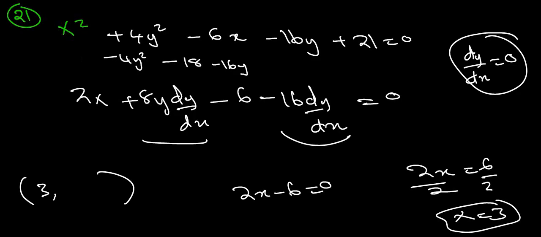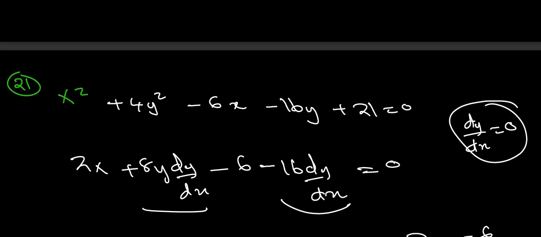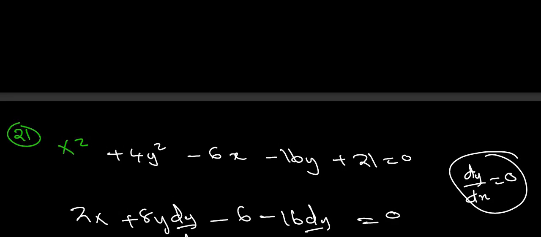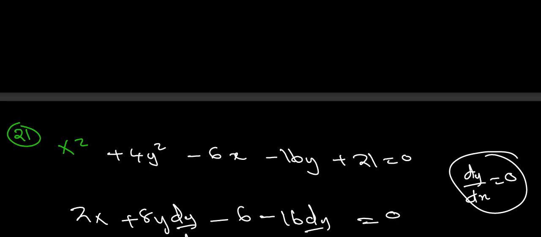Let me do it on a different page. Let me use a different color. Okay, we're putting a 3 there. That's going to be 9 plus 4y squared, minus 18, minus 16y, plus 21 is equal to 0.